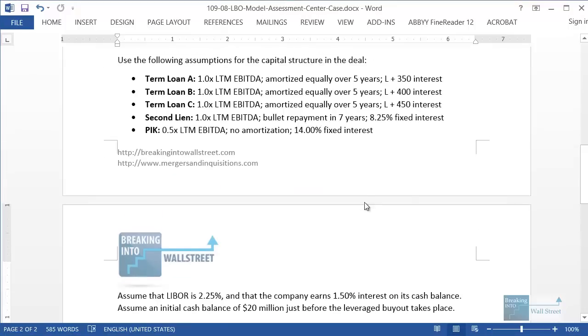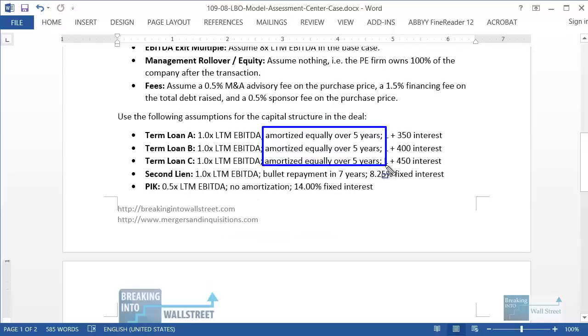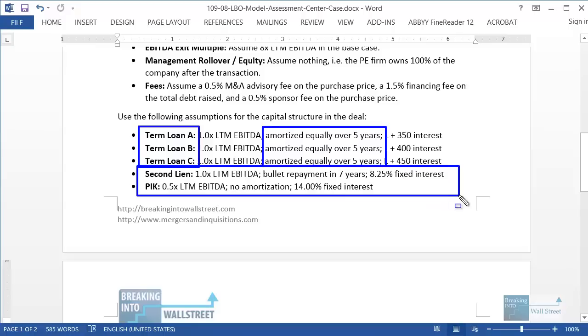And remember, we only have 3 tranches of debt here that actually amortize. So we can probably just hard code these numbers on the cash flow statement and be fine. We don't even have to worry about the second lien or the PIK loans here because they simply do not amortize and they cannot be repaid optionally.